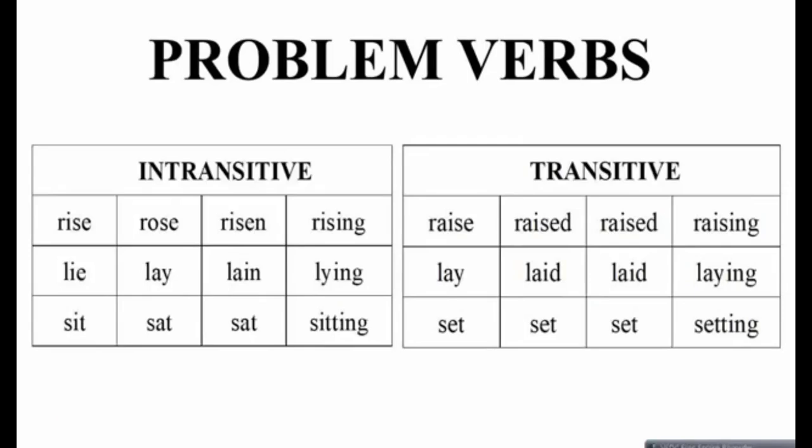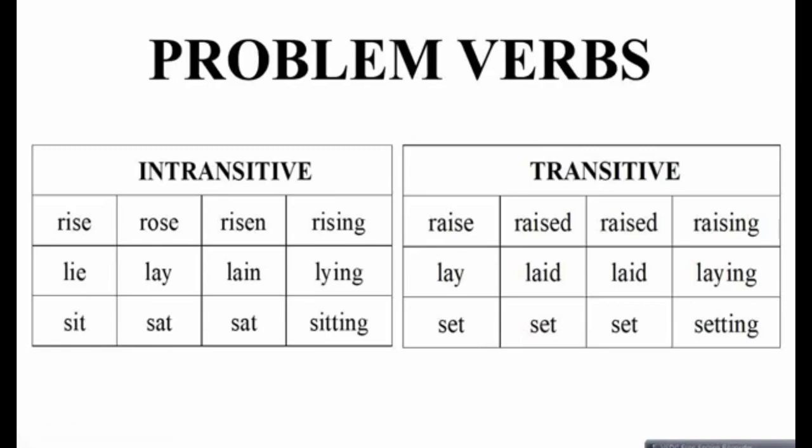There are three intransitive verbs which are rise, lie and sit. And हम इनको commonly rise को confuse करते हैं with the use of raise, which is a transitive verb. Then we confuse the lie, which is an intransitive verb, with lay, which is a transitive verb. Similarly, sit को हम confuse करते हैं when it comes to use of set.